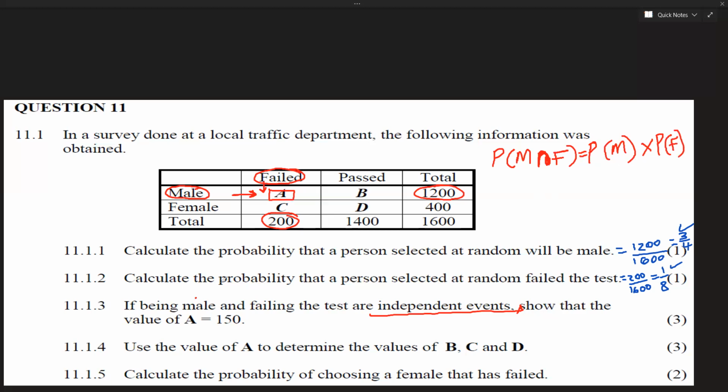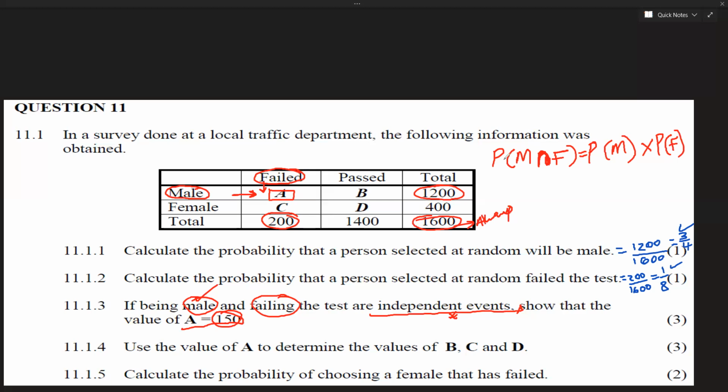Because they're saying being male and failing are independent. So remember, for independent events, probability of A and B is the same as probability of A multiplied by probability of B. If they say independent, I'm always going to be thinking of this formula here, right? Perfect. Now they say show that the value of A is 150. Okay. Remember, P(male and fail) is A over 1,600. Always over this, always, right?